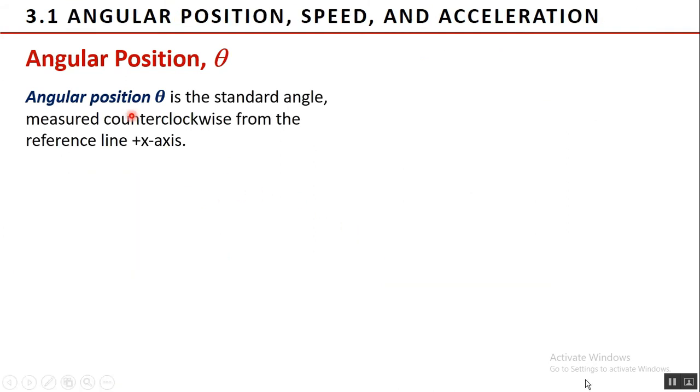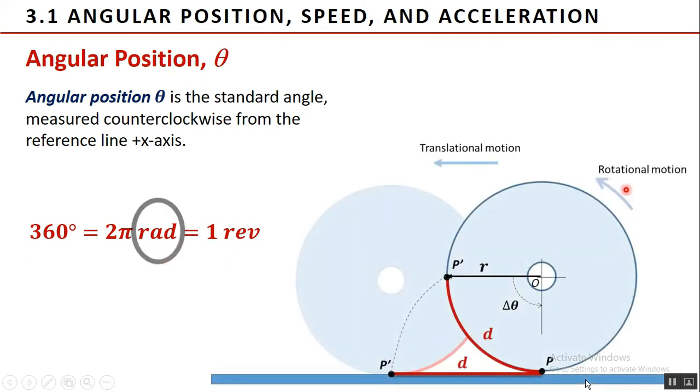Angular position can be expressed also in other units of angle, such as radian and revolution. From geometry, the following conversion factor can be used. 360 degrees is equal to 2 pi radians, and these are equivalent to 1 revolution. Later, we shall see that the unit radian is the standard unit of angular position that can be used in understanding the relationship between rotational motion and translational motion.